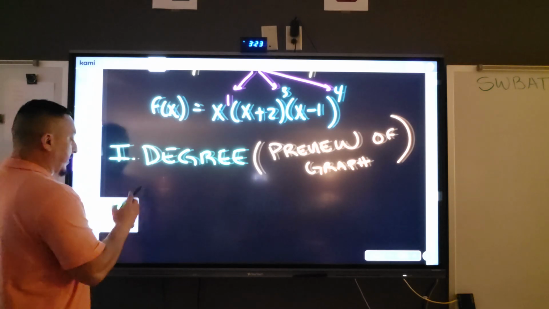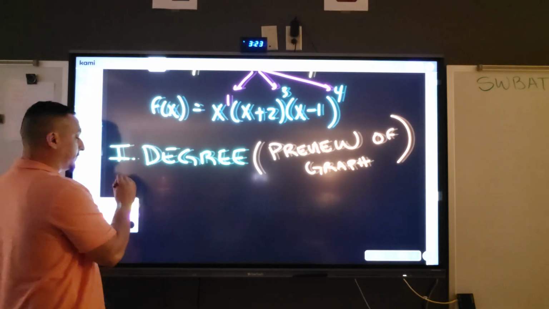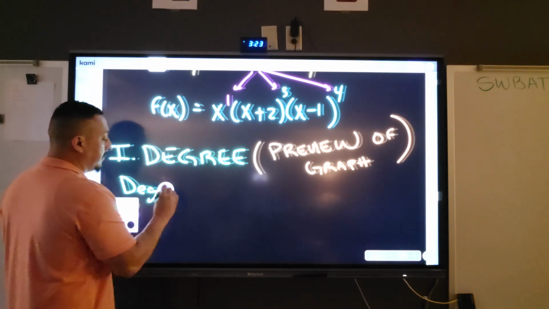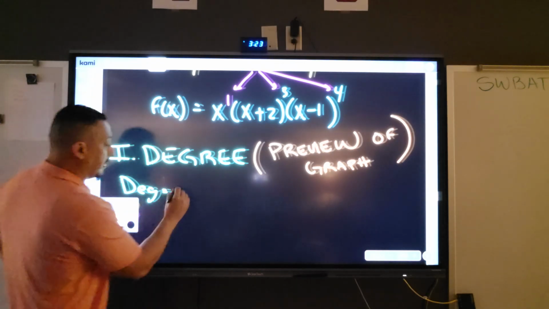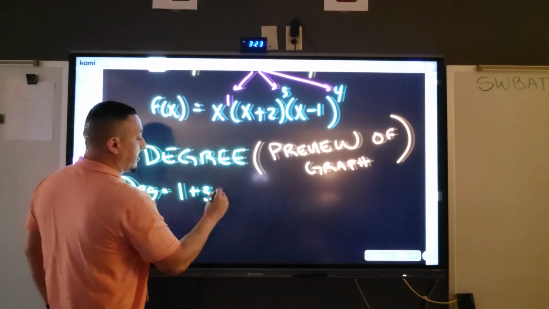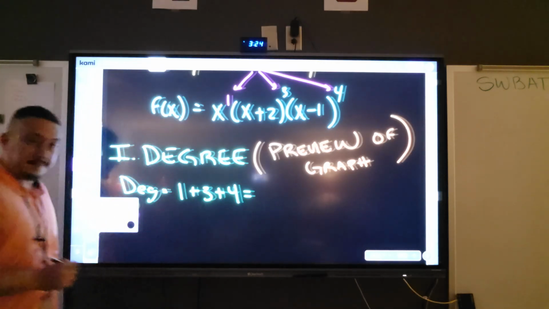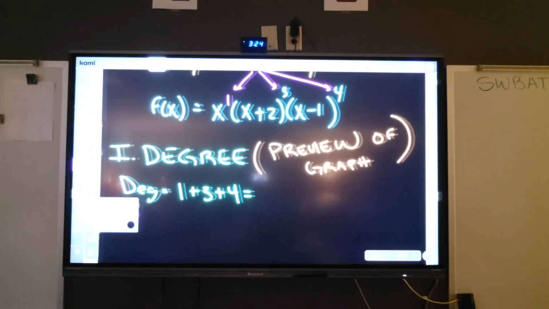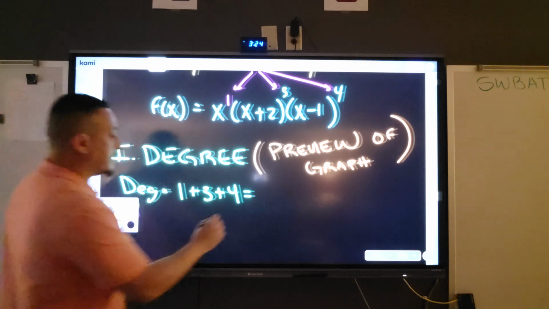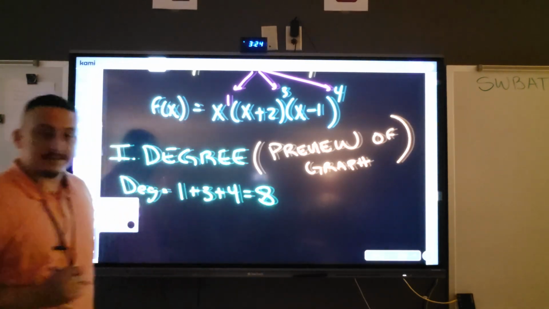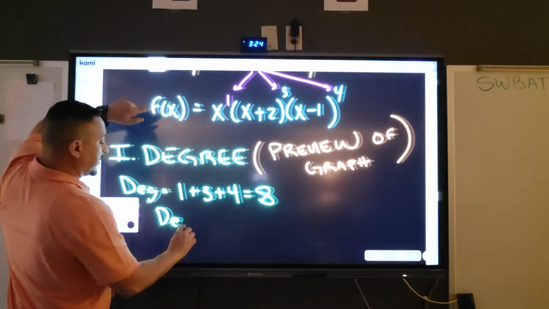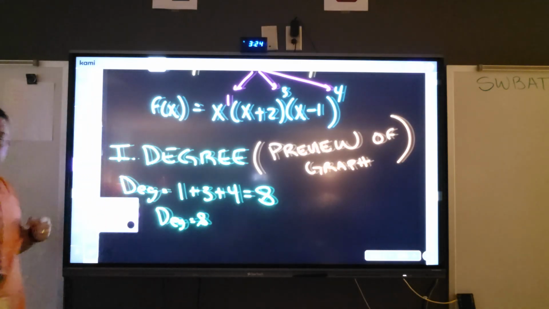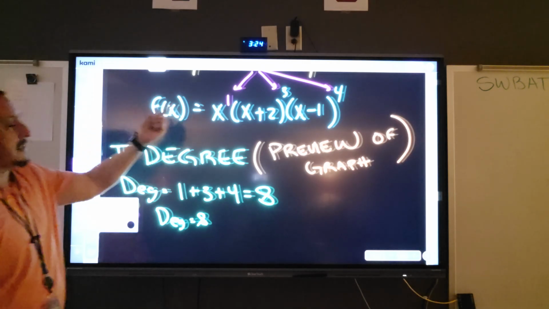And so the degree for this problem up here would simply be, I would just take the powers, so power of 1, and add them, power of 3, power of 4. You just add all the powers. So if I add those powers, that's an 8. Okay. So I would say the degree of this function is 8. It's an 8th degree polynomial function. Okay. Polynomial because it has many parts.